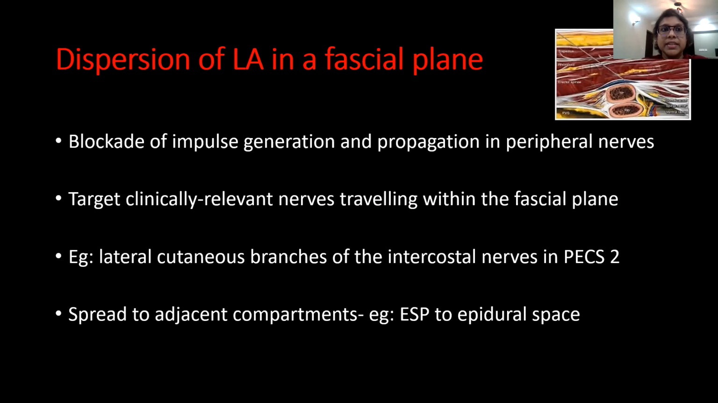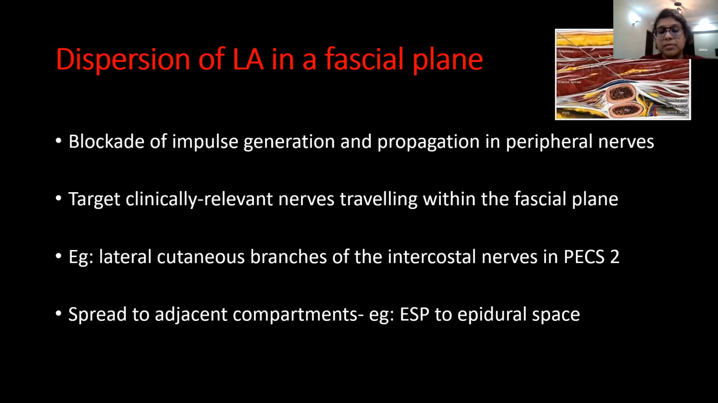So as I already said, what we do is we deposit a local anesthetic in a facial plane, and we intend that local anesthetic drug to spread in the plane and act on the clinically relevant nerves. For example, we target the lateral cutaneous branches of the intercostal nerve in the PECS 2 block.